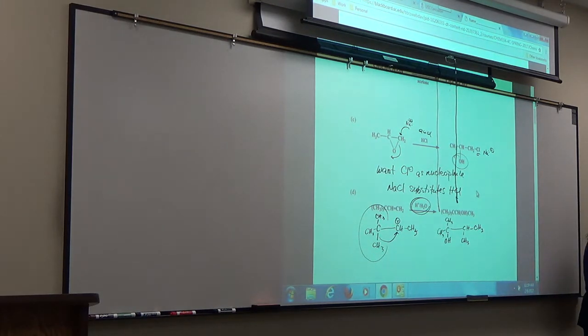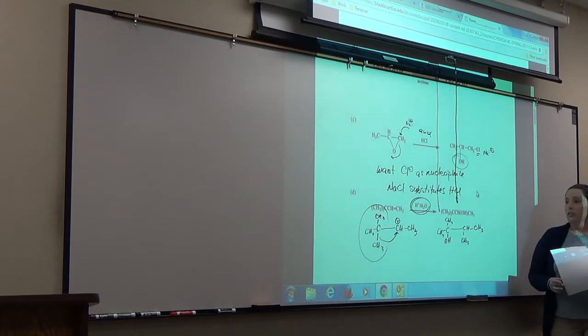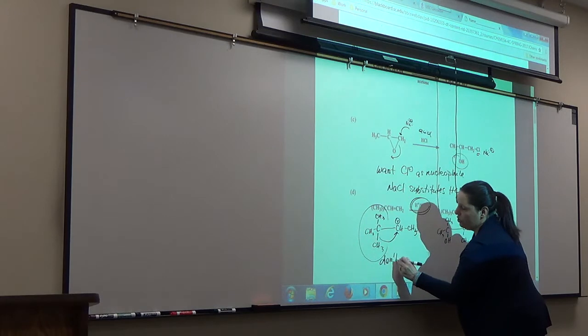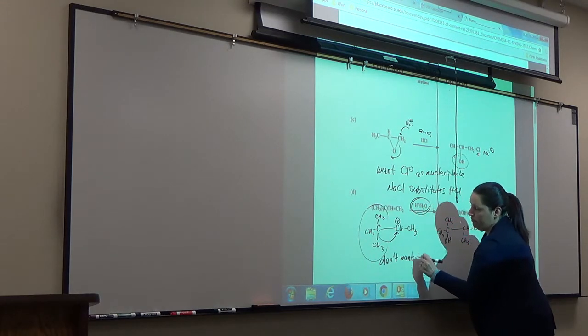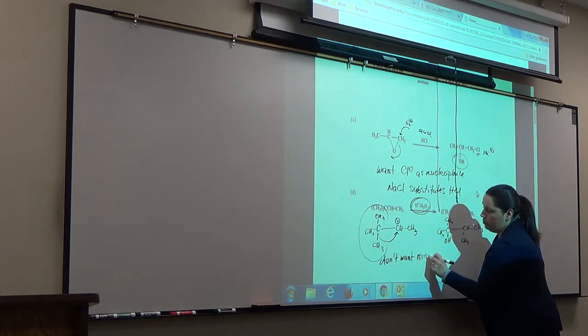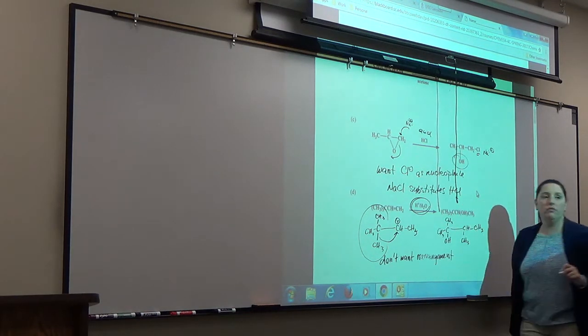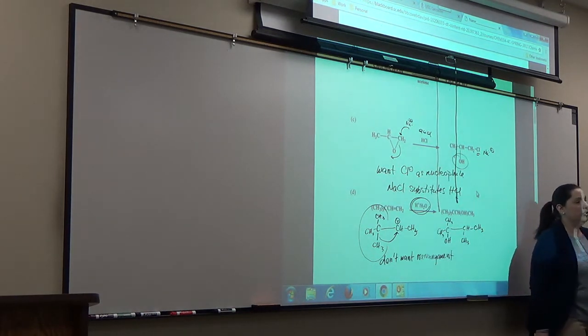So I don't want rearrangement, because I want that product. What's the reagent that does not give me rearrangement? It still gives me an alcohol. What is the reagent?